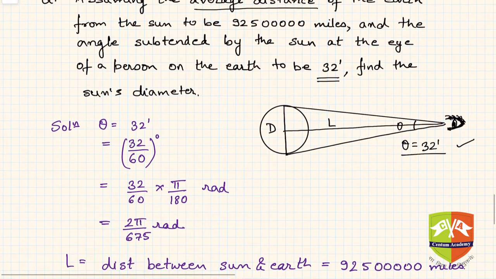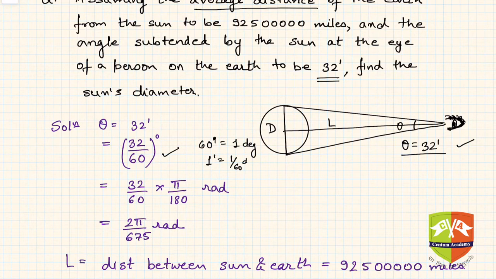Now let us see how to solve this problem. So theta is 32 minutes, so we have to first convert it into radians, because all the formulae whichever we have learned, we have to use radians for measuring theta. So angle is 32 minutes, so that is nothing but 32 upon 60 degrees. Why? Because 60 minutes is equal to 1 degree. So 1 minute will be 1 upon 60 degrees. So hence 32 minutes will be 32 upon 60 degrees.